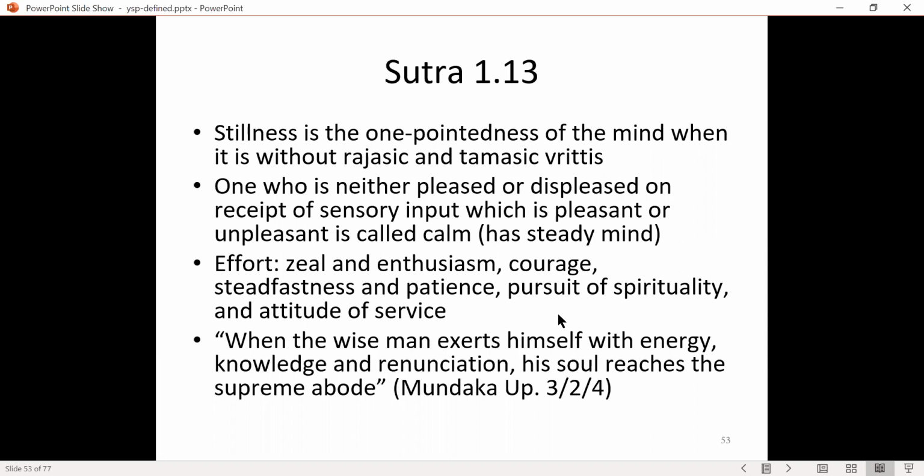So you really have to exert yourself with energy, knowledge, and renunciation. That's the effort required to attain our ultimate goal.